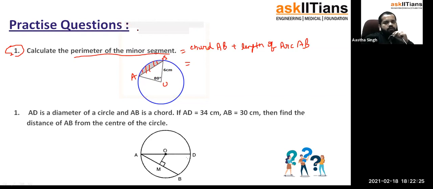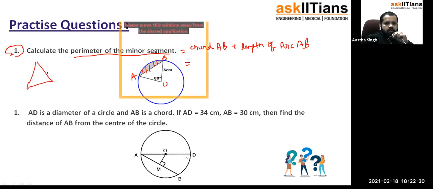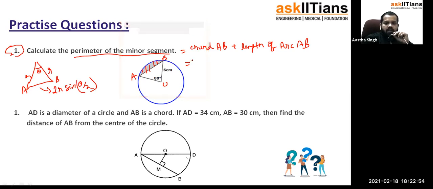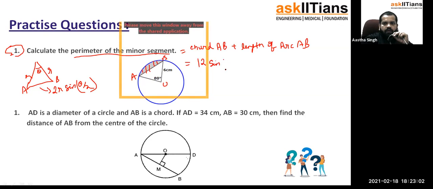I have already told you that in any triangle, if having radius r, then this is theta, then chord AB will be equal to 2r sin theta by 2. So it will be basically 2r sin 40, because your theta is 80, theta by 2 will be 40. 2r sin 40, what is r? R is 6. Then it will be 12 sin 40 degree, right?